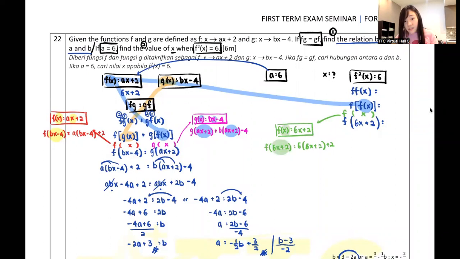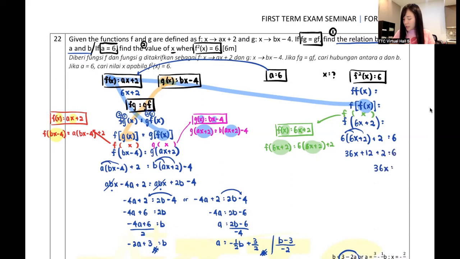X becomes 6x plus 2. Okay? So this one, 6 brackets, 6x plus 2, plus 2 equivalent to 6. Yeah, I already can see I definitely can get the x answer, because that's the only unknown I can see. 6, 36x. 6 times 2, 12, plus 2.